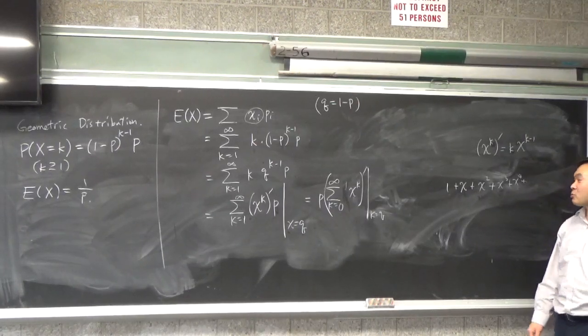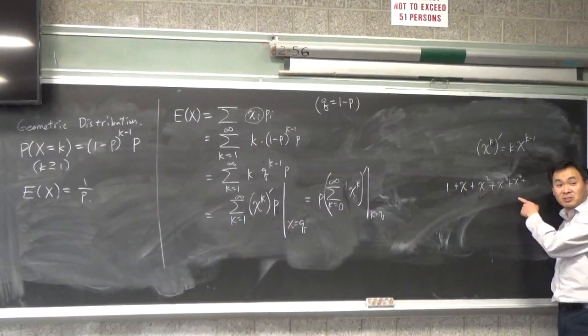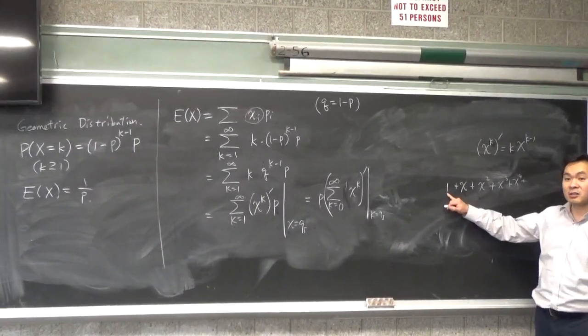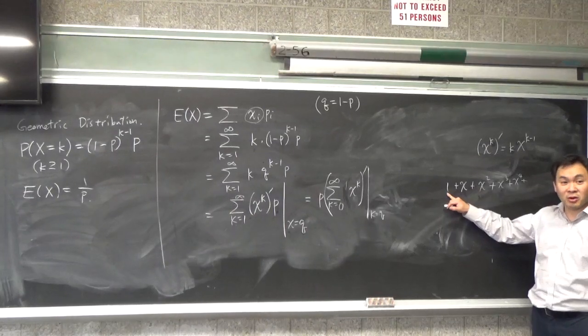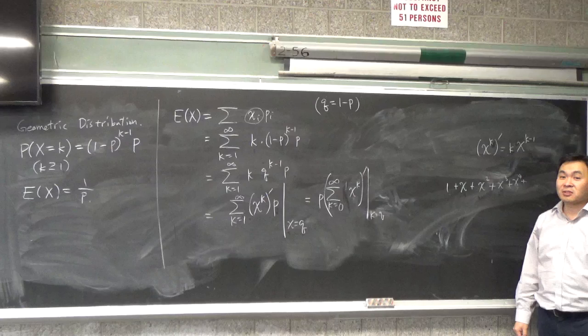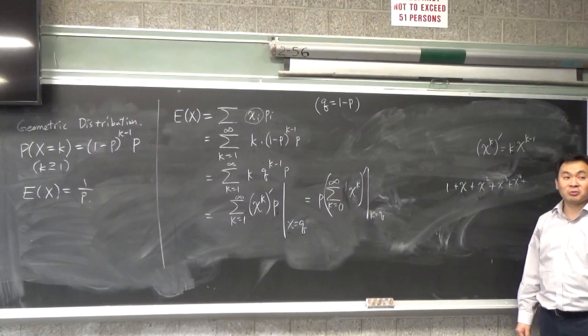Geometric. That's the correct word. Okay, this is the geometric series. It's a geometric series with the initial value a equals 1 and common ratio x. Does anyone recall the formula for the geometric series?